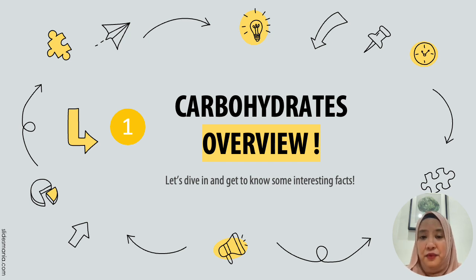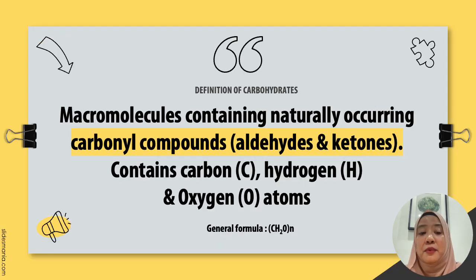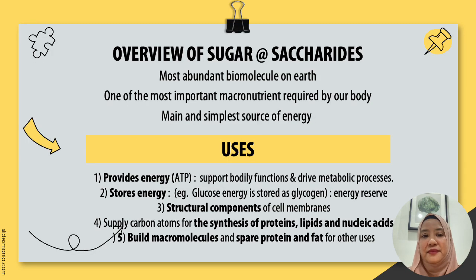Let's start with carbohydrates. What is carbohydrate? Well, carbohydrate, the term carbo means sugar, and hydrate means that you've got the following molecules. You've got your hydrogen molecules and you've got your oxygen molecules in the same ratio as water. So they are essentially macromolecules that contain carbonyl compounds, which is aldehyde and ketones, and they must contain carbon, they must contain hydrogen, and as I mentioned just now, they must contain oxygen atoms as well.